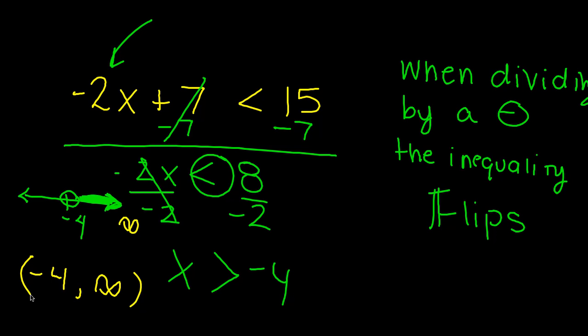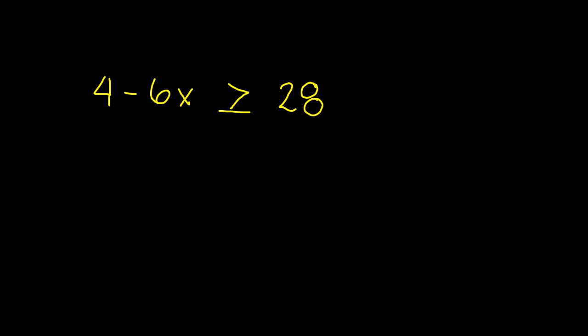The only thing that's new here is our new rule, that whenever we divide by a negative, the inequality flips. And we want to be careful about that. That's a very easy place to make a mistake. We don't want to make silly mistakes on a question like that. So here's another question for you. 4 minus 6x is greater than or equal to 28. And I'm going to give you a couple minutes right now to try to solve that.